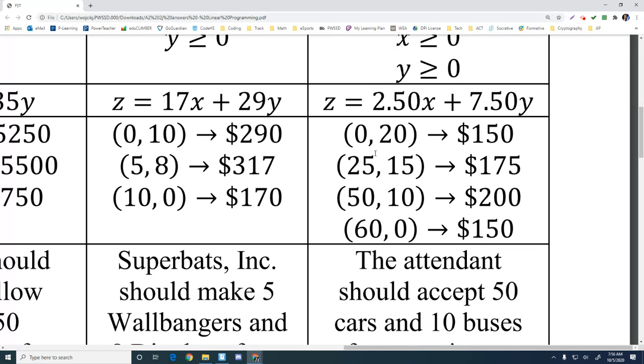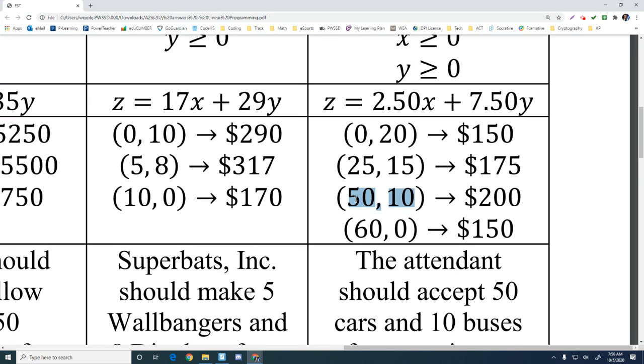And if you plug each one of these ordered pairs into our z function, you get different dollar amounts. And we're trying to maximize the income that we get from parking vehicles. And so right here, I see that the biggest number is $200. And I get that from this coordinate, 50, 10.